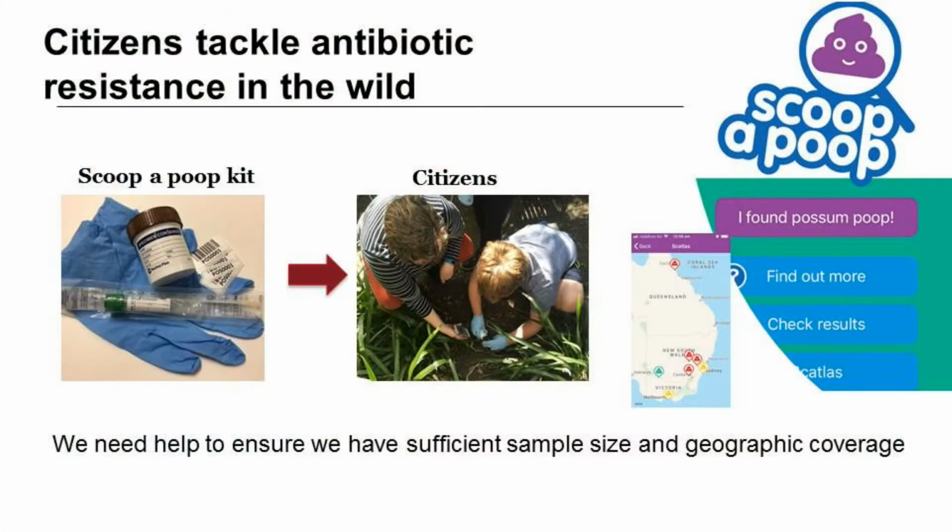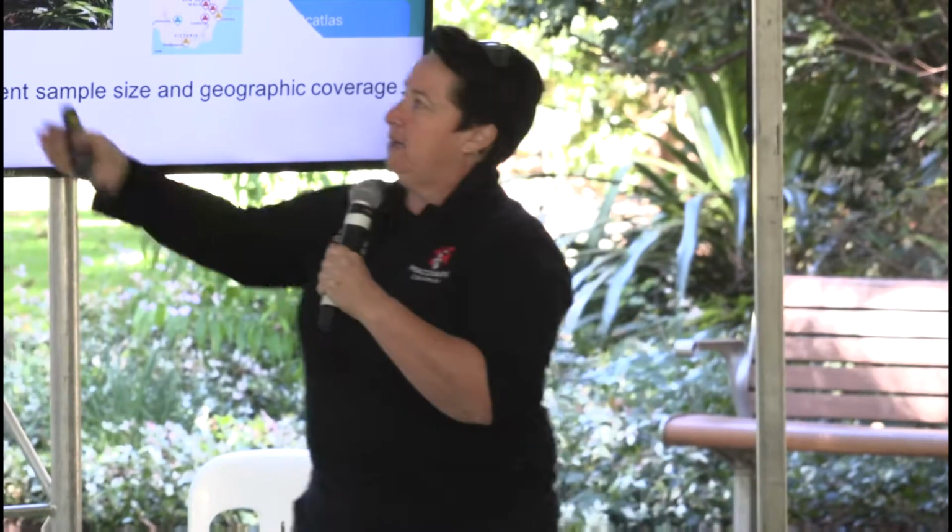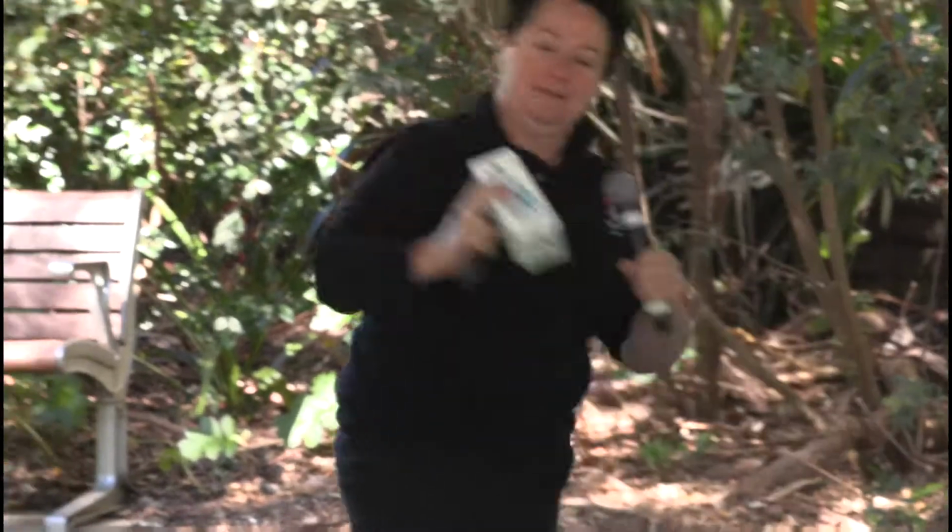So we have a citizen science project called, and you've heard the name, Scoop a Poop. This is our app page, and basically citizens tackle resistance in the wild. What we're doing is going out to schools or community groups and giving a talk like today. I go into a bit more detail about the issues of antibiotics. We provide people with some training on how to collect samples and how to recognise the type of sample that we're after. We pass out a Scoop a Poop kit, and I have one here, like this.